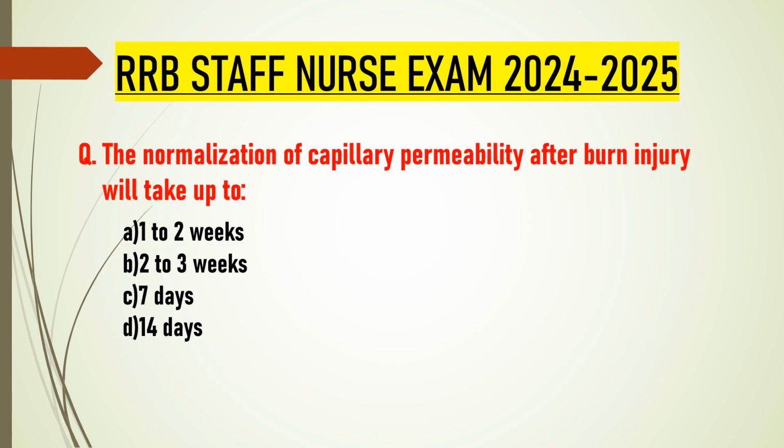The normalization of capillary permeability after burn injury will take up to. Options are: option A, 1 to 2 weeks; option B, 2 to 3 weeks; option C, 7 days; option D, 14 days. So the answer is option B, 2 to 3 weeks.